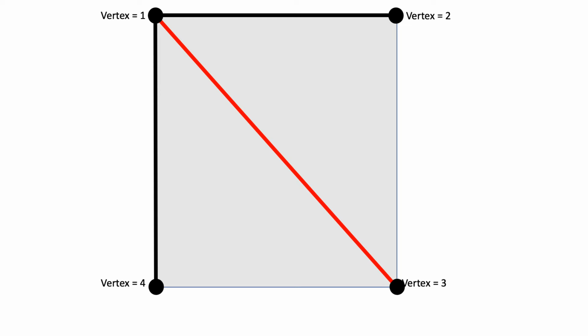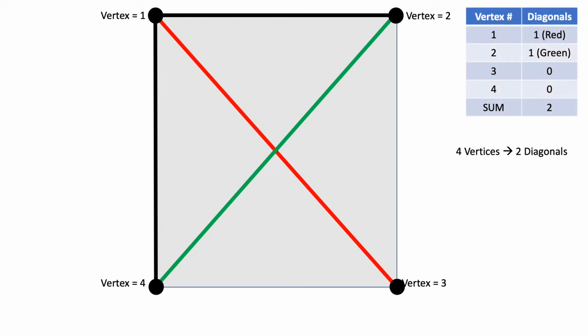Vertex 1 has one diagonal shown in red. Vertex 2 has one diagonal shown in green. Vertices 3 and 4 have no new diagonals as they are already accounted. Thus, the total diagonals are 2 in a quadrilateral.